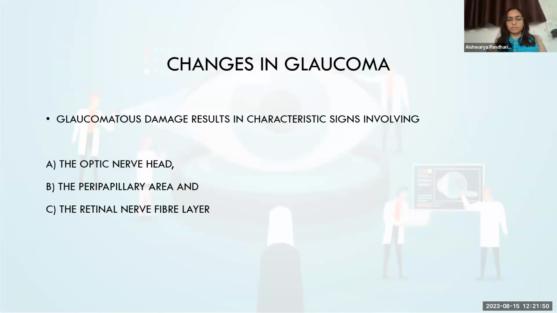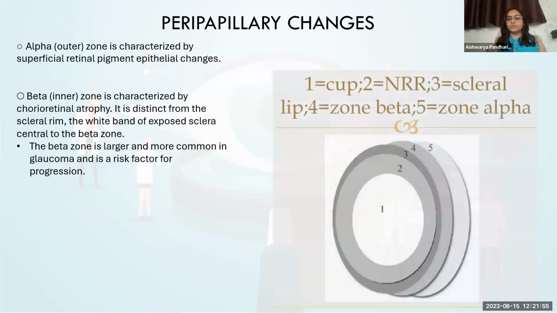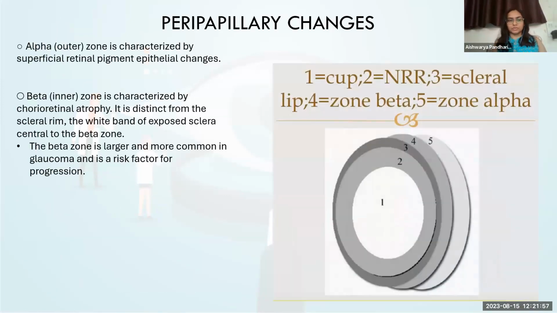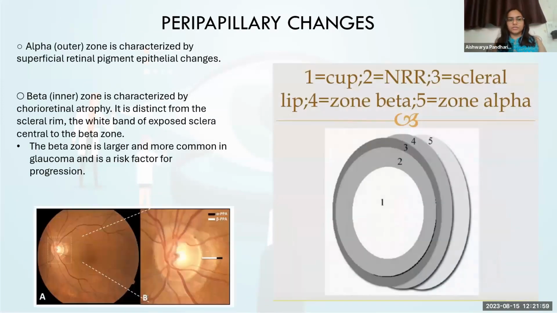Moving forward towards the peripapillary area, the peripapillary area usually has two zones, the outer alpha zone and the inner beta zone. The outer alpha zone is characterized by superficial retinal pigment epithelial changes. The inner beta zone is characterized by chorioretinal atrophy. The beta zone is larger and more common in glaucoma and is a risk factor for progression.